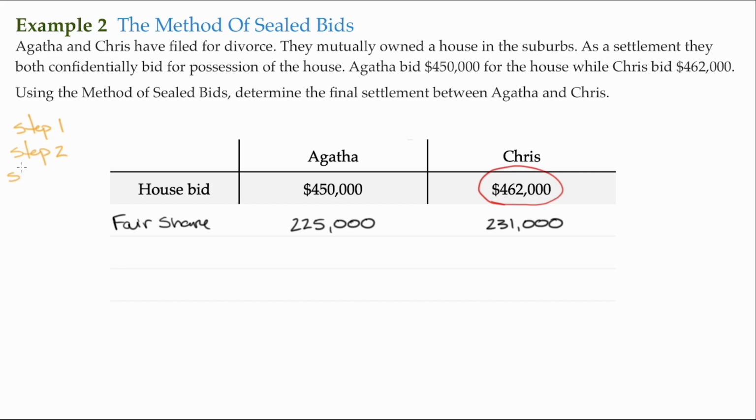So this third step is the initial settlement. And that, of course, is who owes and who collects. Agatha wants to collect $225,000, which is her fair share. Again, I'm going to mark this with a little C right here for collect. And Chris is going to owe $231,000 according to his fair share. And of course, I'm just going to mark this as owe and collect.